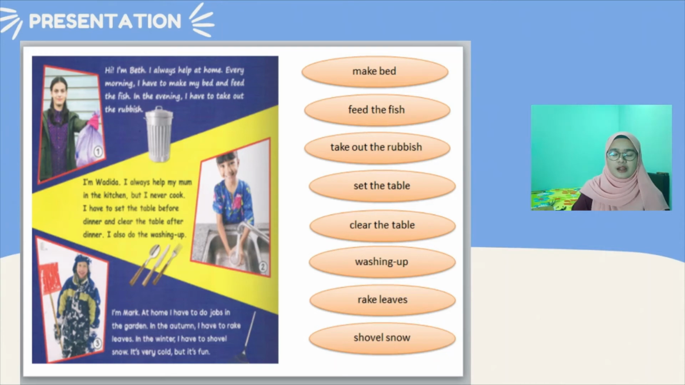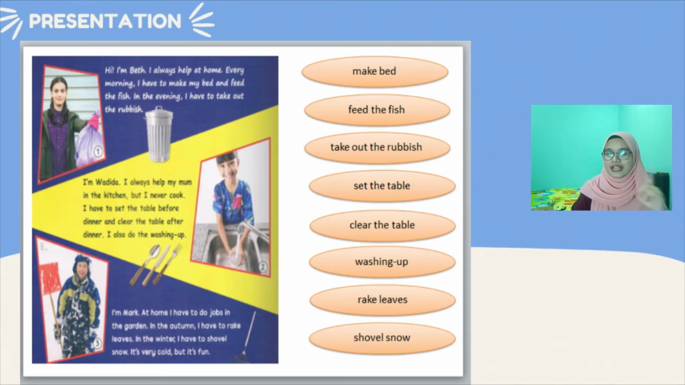But believe me, when we help our parents at home with doing some housework, it can make our parents very happy, and eventually doing housework sincerely can turn you into a hardworking and good person. Okay, so that's all for presentation stage.